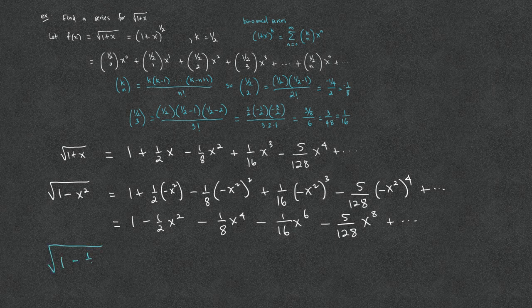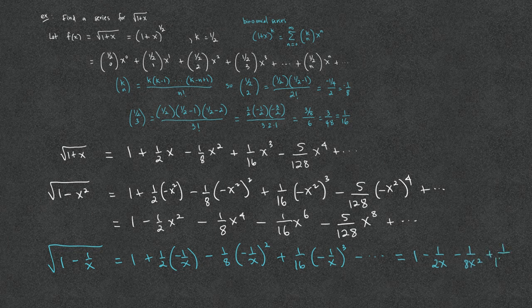We use this function, the square root of 1 plus x, to obtain another series representation for another function. For example, if we replace x with negative 1 over x, then we end up with the square root of 1 minus 1 over x equals 1 minus 1 over 2x minus 1 over 8x squared plus 1 over 16x cubed, and so on. Note that we can use the first few terms to approximate the function.